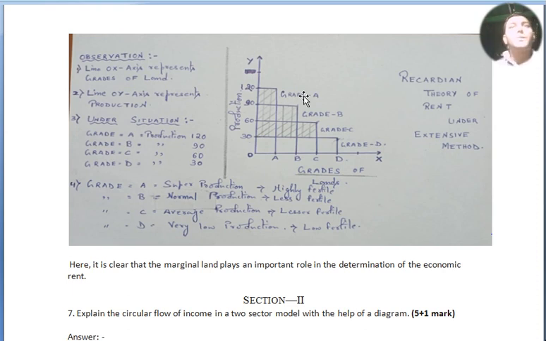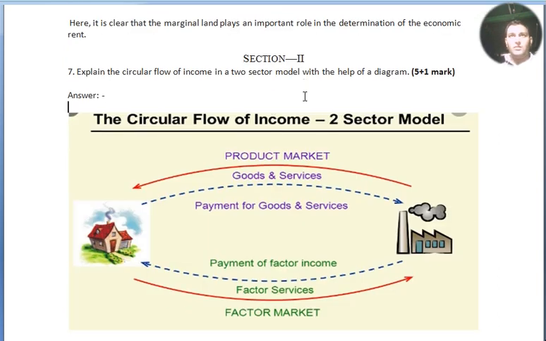Grade A, super production, highly fertile. Grade B, normal production, less fertile. Grade C, average production, lesser fertile. And grade D, very low production, low fertile. Here it is clear that the marginal land plays an important role in the determination of economic rent.